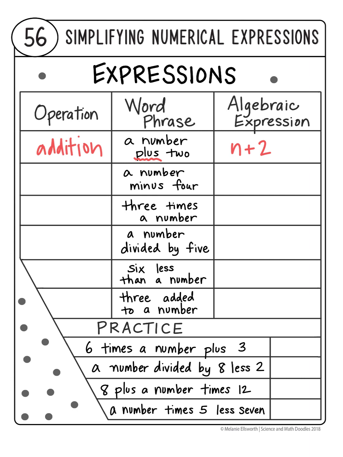Okay, the next one says a number minus 4. My key word here is minus. What does that mean to do? Subtraction. And that looks like this, n minus 4. The next one says 3 times a number, which means multiplication.